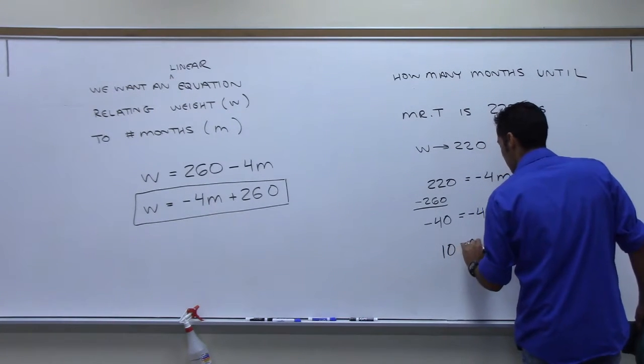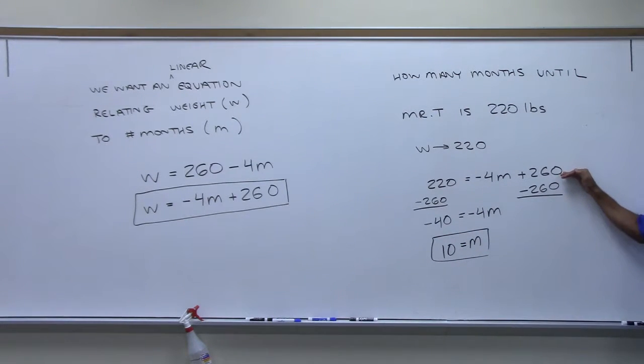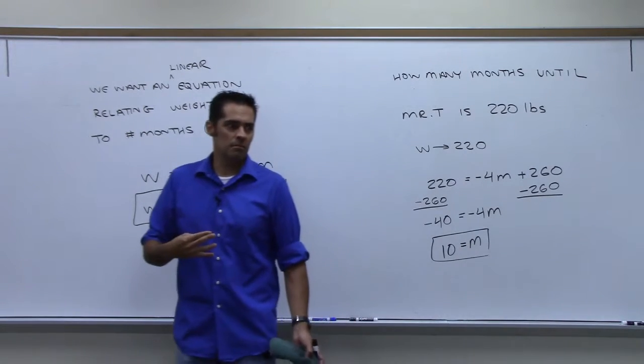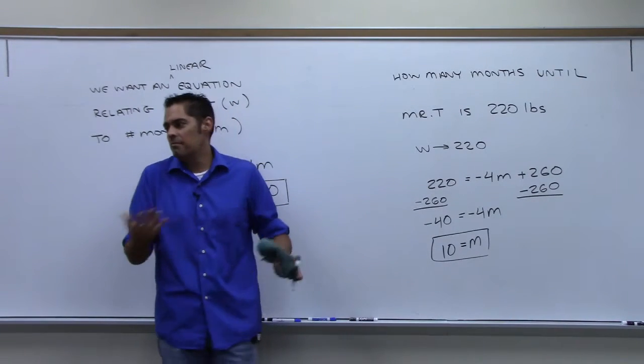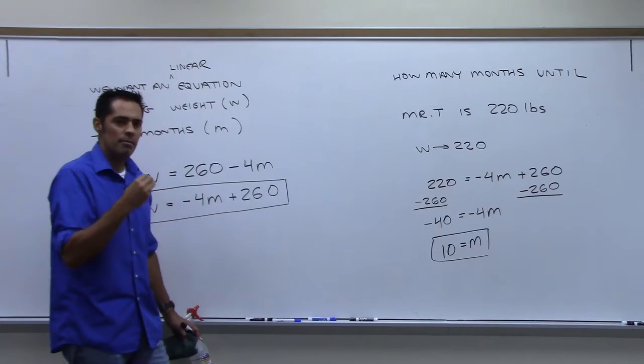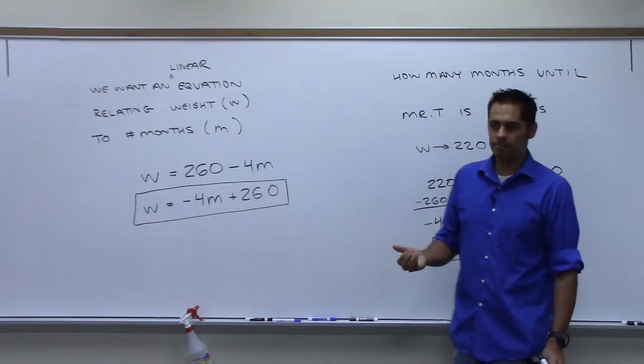Does everyone understand the importance of doing this? On a test or on a problem that's maybe not so clear, it's obvious he lost 40 pounds, right? 4 pounds a month, 10 months. We could probably do that mentally, but we need a way that we can do it if it's not so easy. Agreed? Okay.